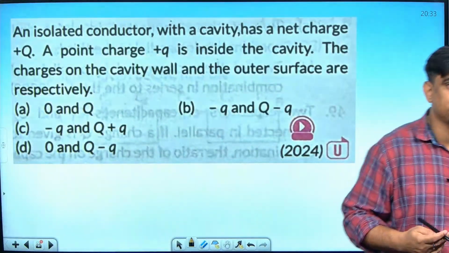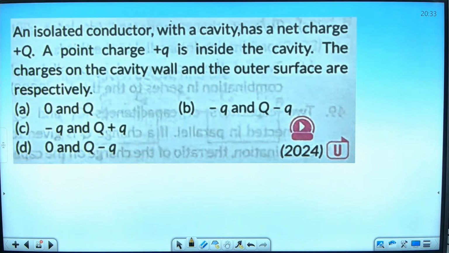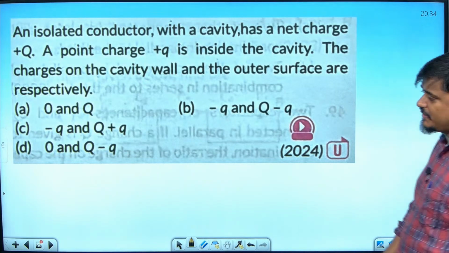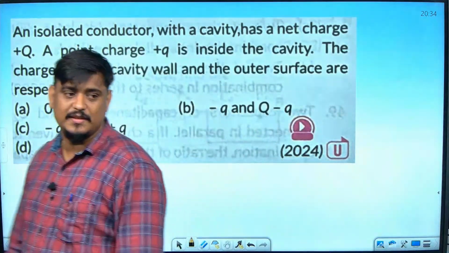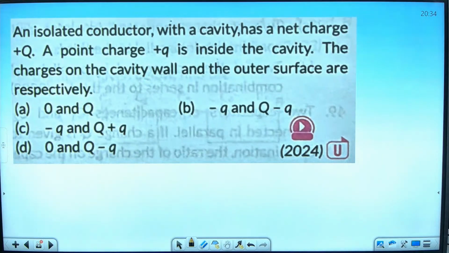Any answer? Option D. Okay, he says option D. Anybody else? Sanjeet says option D. Anybody else? A. Okay, he says A, for Aditya. Sanjeet, what do you say? D or A? A. Okay. Now the answer is A. Others?